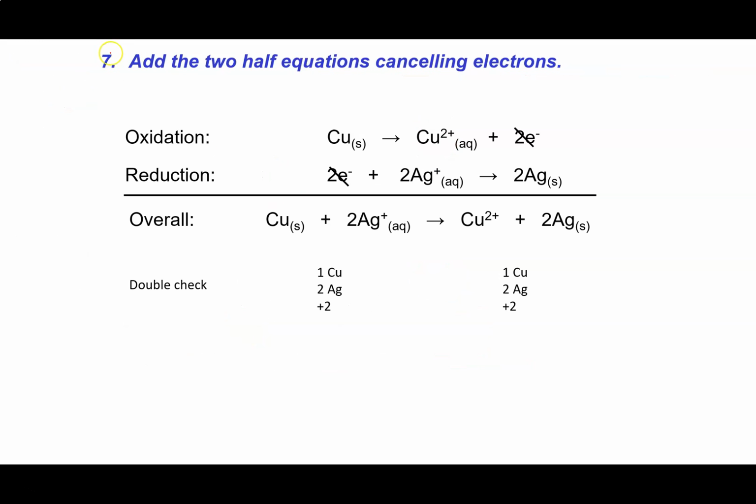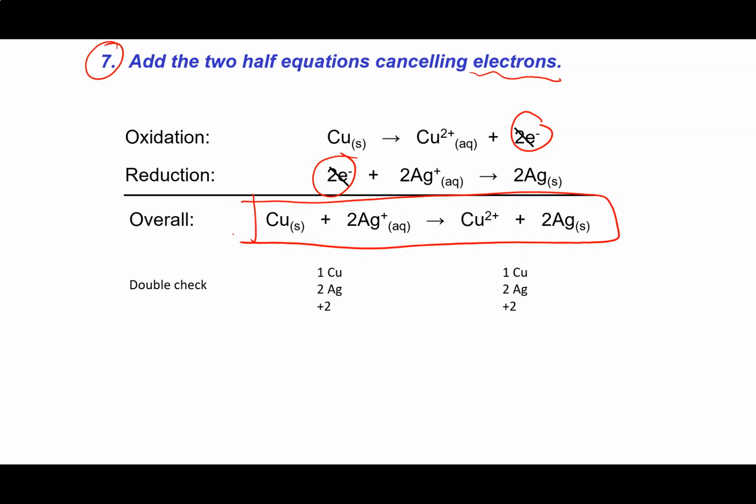So in step 7, you're going to add the 2 half equations together, cancelling wherever possible. And at the very least, you should be able to cancel out all of the electrons, right? Okay, so in this case, the 2 electrons cancel, but there's nothing else on different sides of the arrow. So here's my overall balanced equation. 1 copper solid reacts with 2 silver ions to give 1 copper 2+ ion and 2 solid silver atoms.